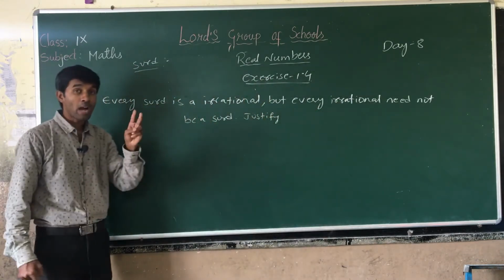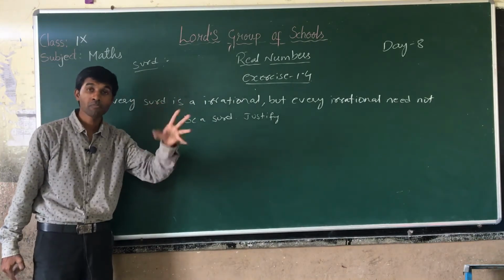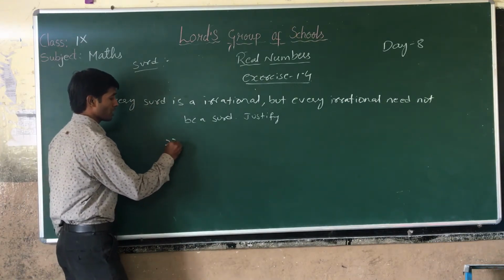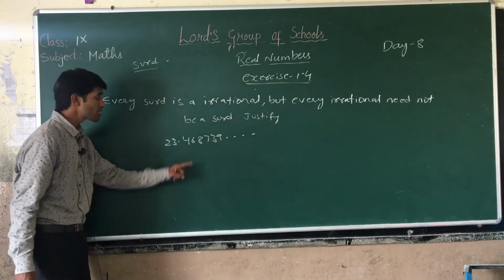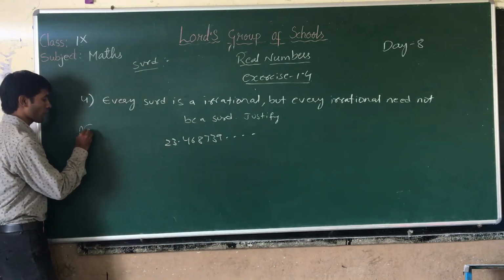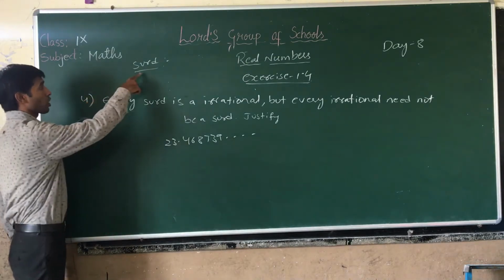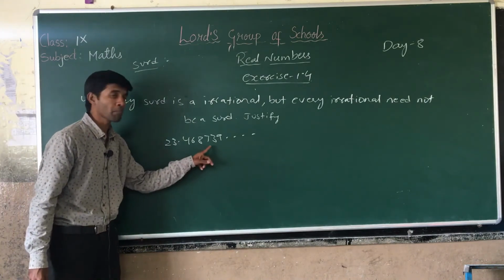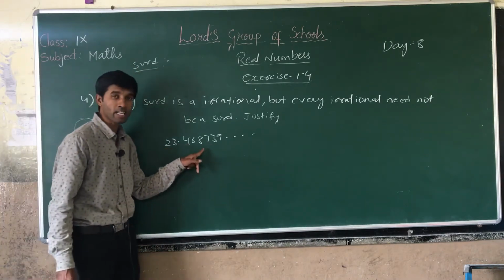Why? Because we have two forms of irrational numbers. Not only the root form, we have another form, that is the decimal form. If I write in the decimal form 23.468539 and so on, this we cannot call a surd. What is the general form of a surd? I told you, only the nth root of a. The numbers which can be written in the form of the nth root of a, only then can we call it a surd. When we write a number in decimal form, we cannot call it a surd. So this is an irrational number.